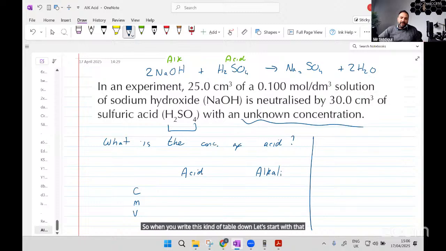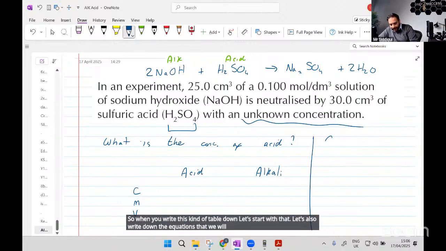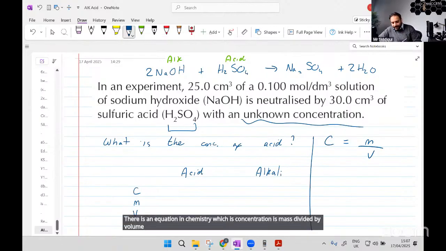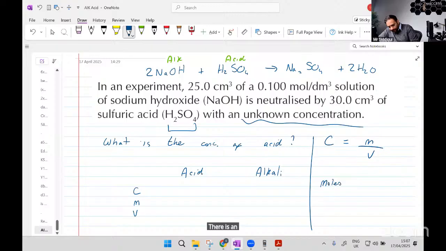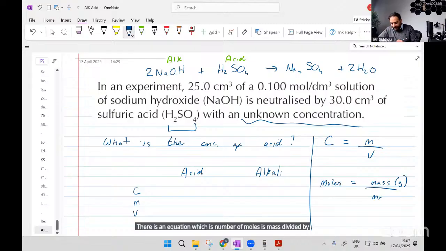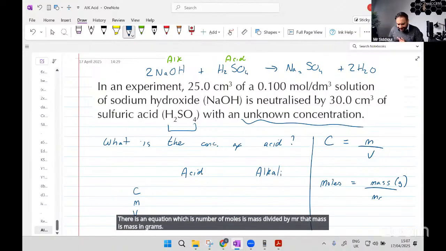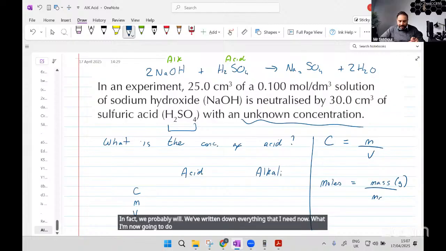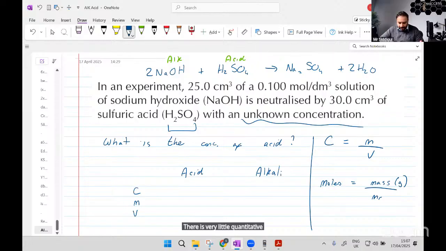So when you write this kind of table down, let's start with that. Let's also write down the equations that we will possibly need to use. There is an equation in chemistry, which is concentration is mass divided by volume. We're going to need that. There is an equation, which is number of moles is mass divided by Mr. That mass is mass in grams. We might need that. In fact, we probably will. So we've written down everything that I need now. I should also point out, by the way, if anybody's doing foundation level and happens to be here, there is very little quantitative chemistry calculations in foundation level science.